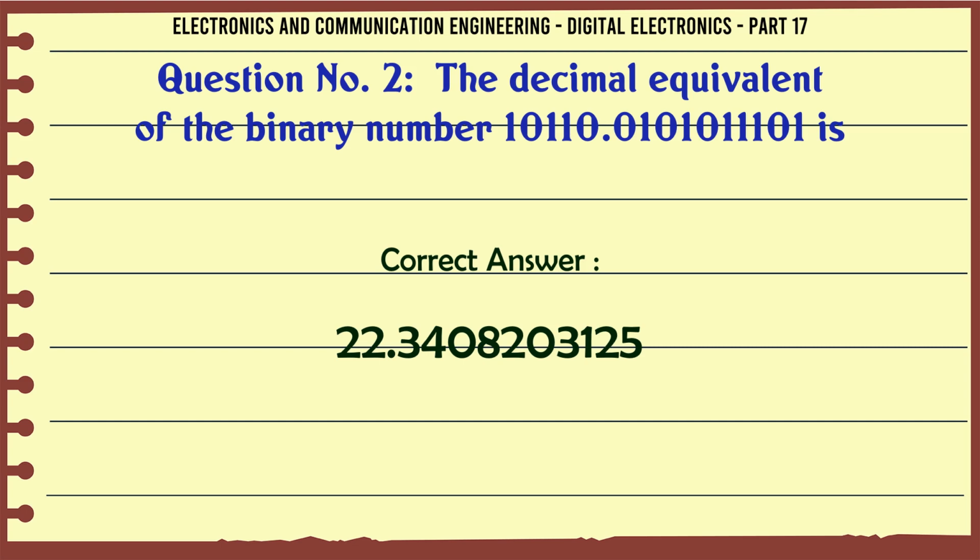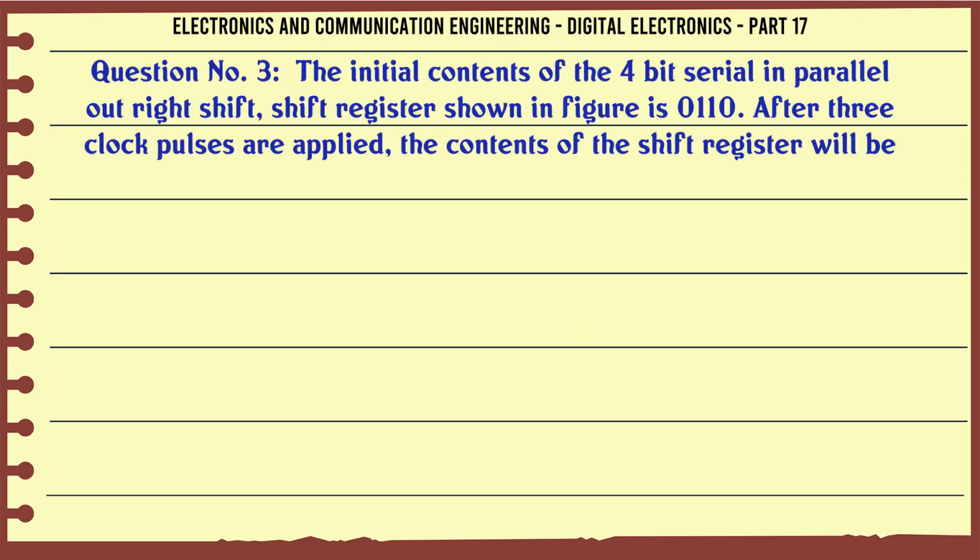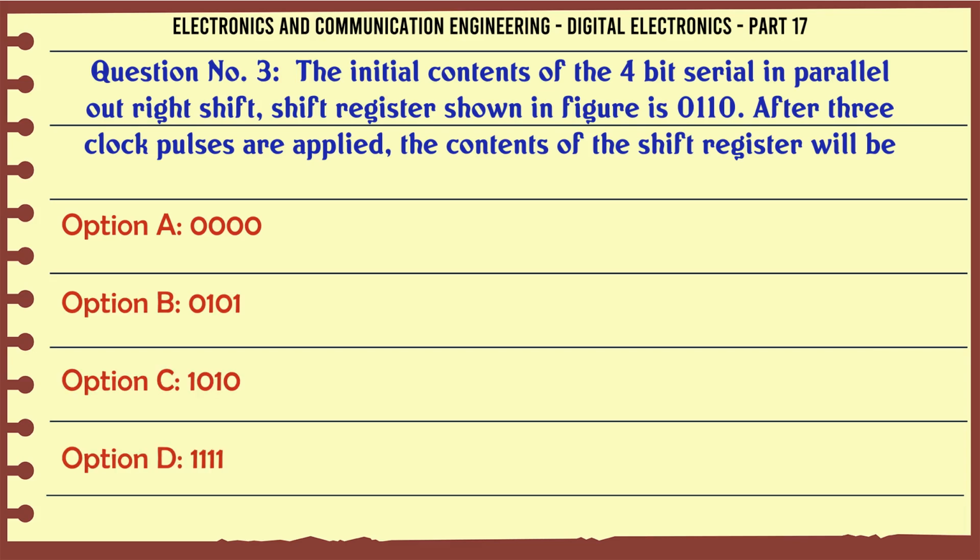The correct answer is 22.34082030325. The initial contents of the 4-bit serial-in parallel-out right shift register shown in the figure is 0110. After 3 clock pulses are applied, the contents of the shift register will be: A. 0000, B. 0101, C. 1010, D. 1111.